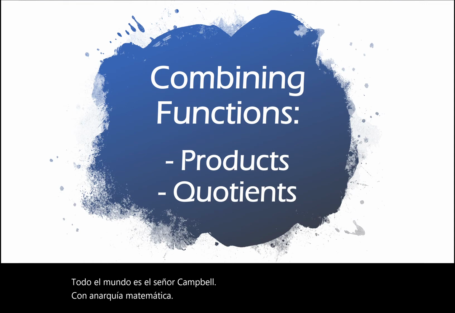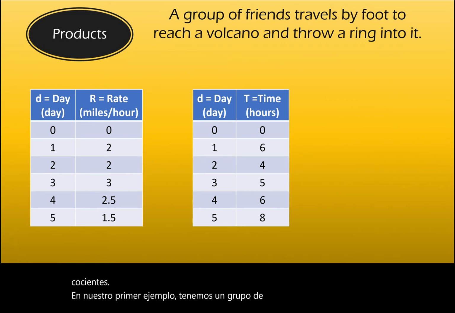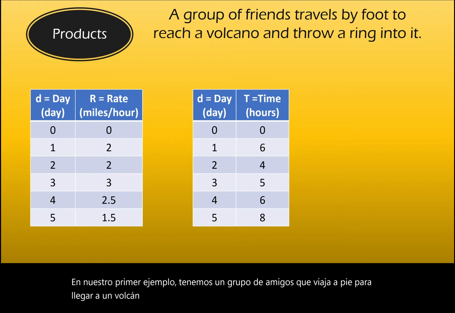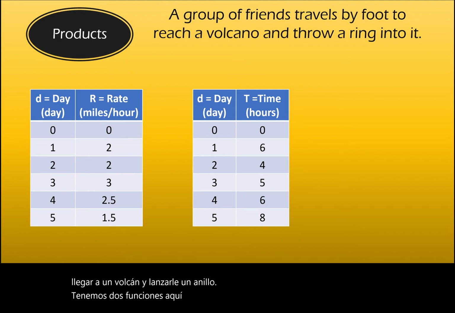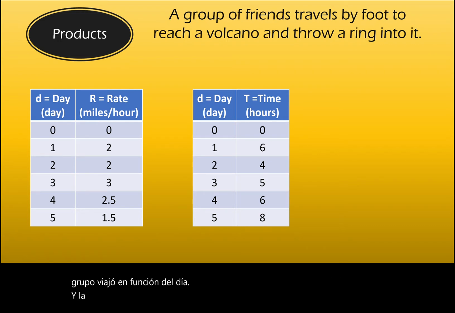And we're here today talking about combining functions using products and quotients. In our first example, we have a group of friends that travels by foot to reach a volcano and throw a ring into it. We have two functions here. First one being rate, or the speed that the group traveled as a function of the day. And the other function is time that the group traveled as a function of each day.